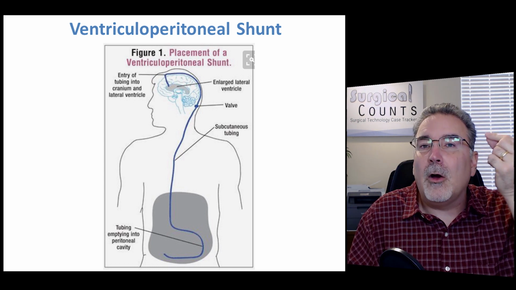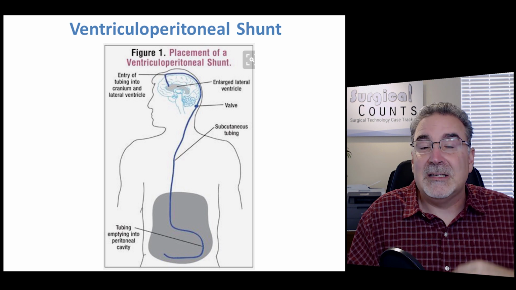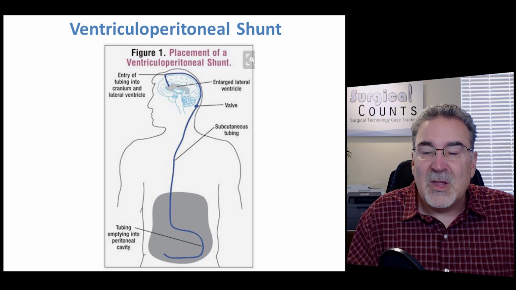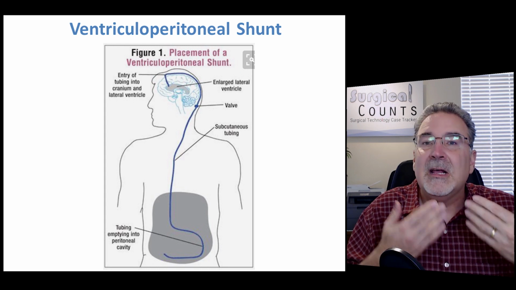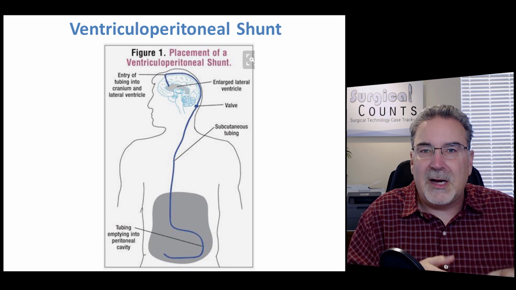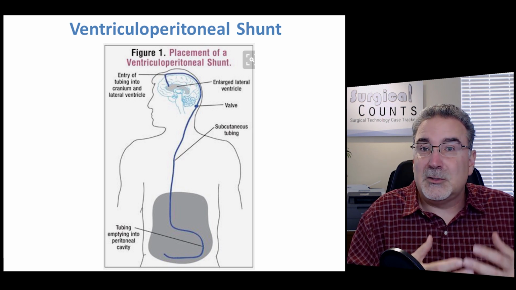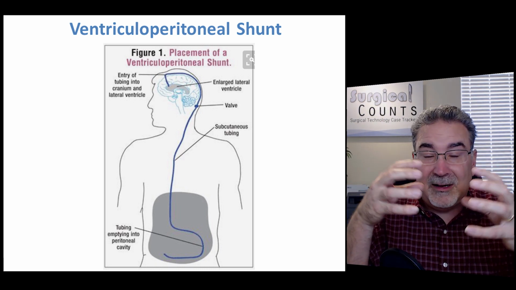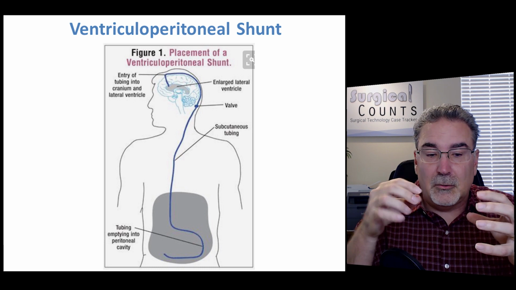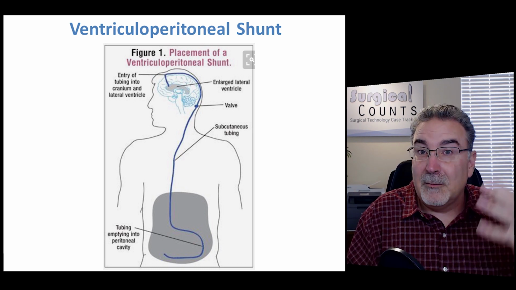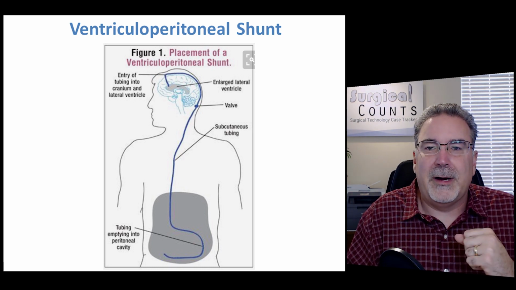brain and run it all the way down through the neck, through the chest, and into the abdomen, into the peritoneum, where we're just going to put the end of that shunt and let that CSF fluid drain away into the abdomen, where it'll eventually be reabsorbed by the body. So this way, if the pressure does build up even a little bit in those ventricles, it's going to force the fluid through this shunt and out into the peritoneum, not putting pressure on the brain itself.